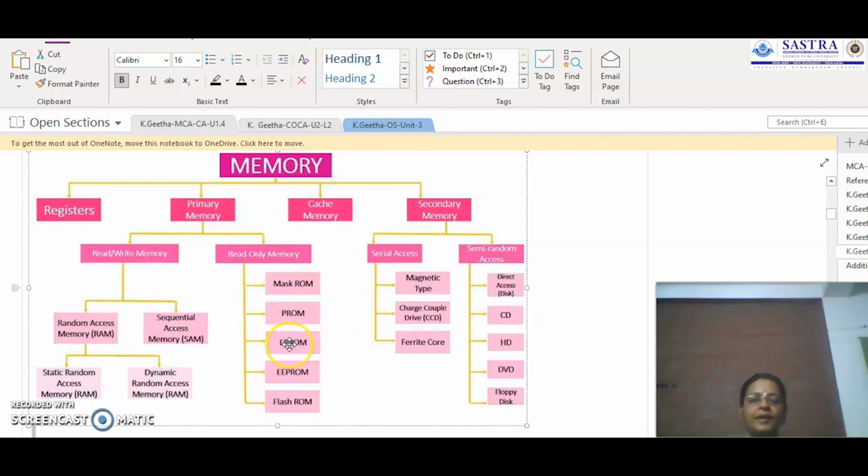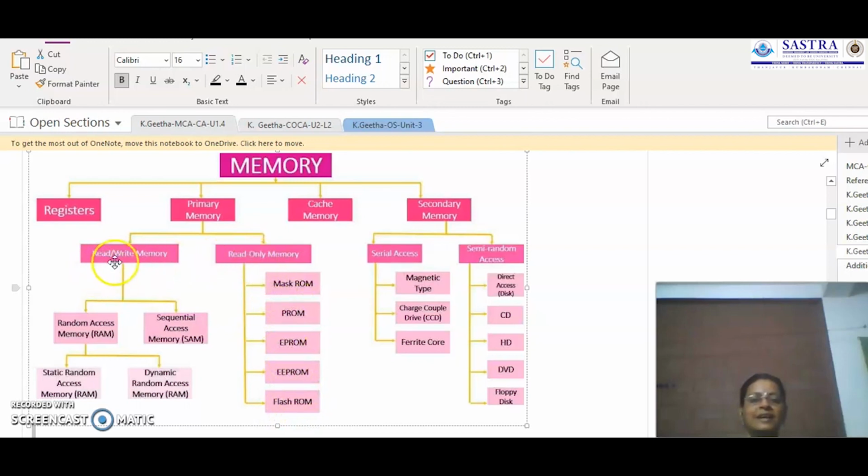And how are we going to erase? If we use electrical signals for erasing, then it is called electrically erasable programmable read-only memory, EEPROM. We also have one read-only memory which is called flash ROM. So these are the different types of ROM available under the read-only category.